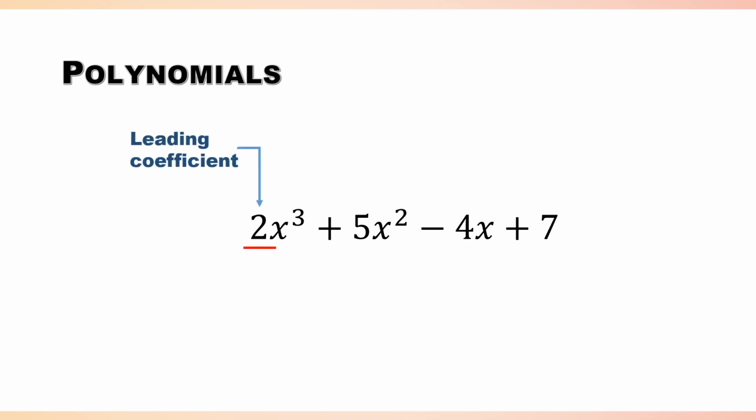We have 2x raised to the third power plus 5x raised to the second power minus 4x plus 7. We can see that we have a leading coefficient of 2 and other coefficients 5 and 4. The constant term is 7 and the degree of this polynomial is 3.